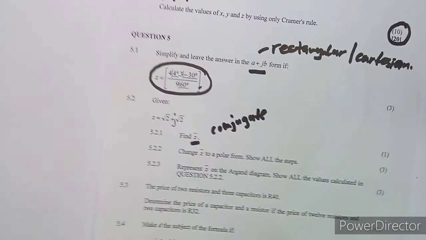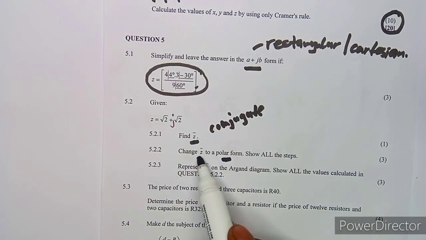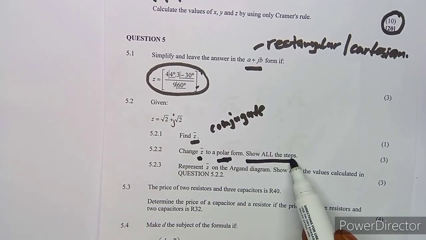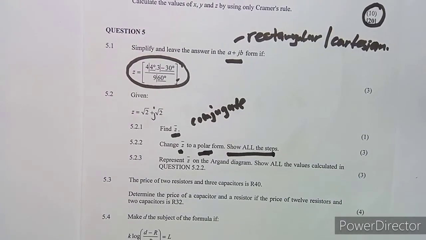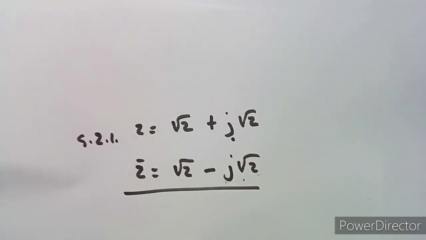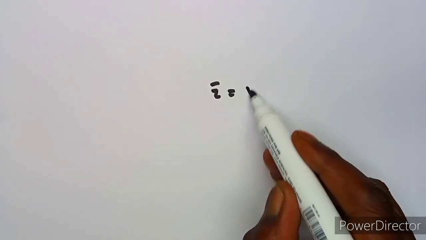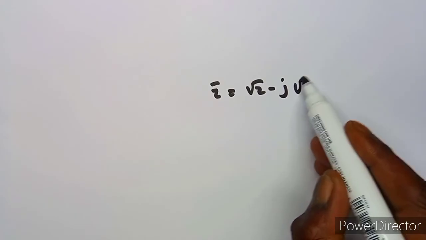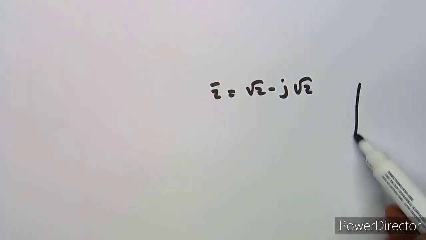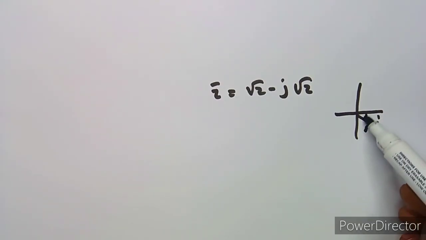All right, then change this one to polar form. Now the complex conjugate to polar form, show all the steps. So you need to convert to polar form. This is your z bar, which is square root of 2 minus j square root of 2. You need a hint of what it's going to look like. It's going to be in the third quadrant, where you're going to find the resultant and the angle theta.